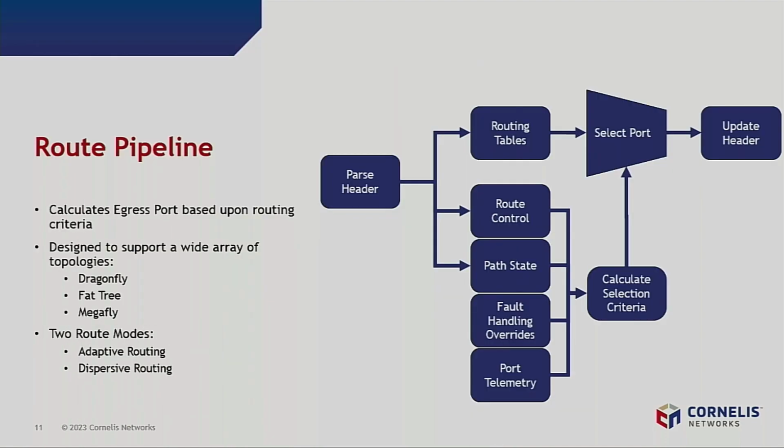So our routing pipeline is cycle accurate, and we verified that against the RTL. With a single pipeline, we support both adaptive and dispersive routing, and it supports a wide variety of topologies. The key ones we are targeting again are dragonfly, fat tree and megafly, but we have this route pipe that we can configure and wire up in any particular fashion.